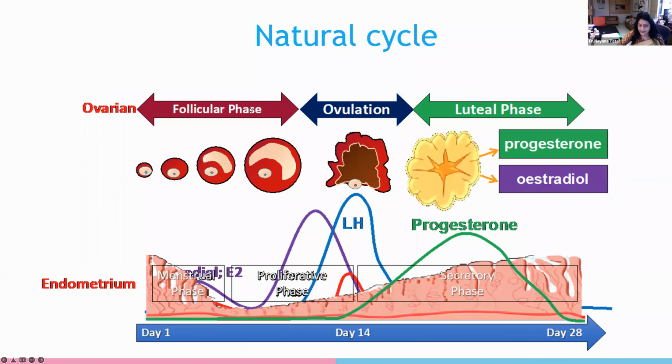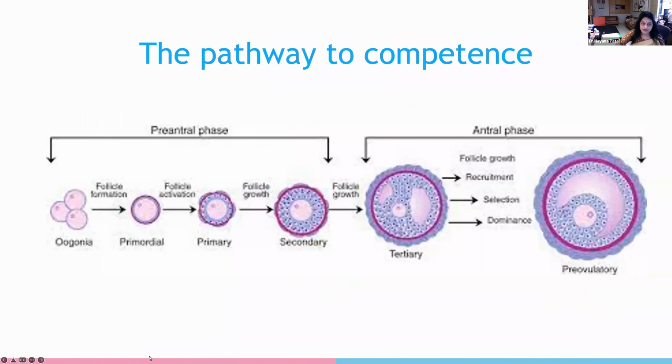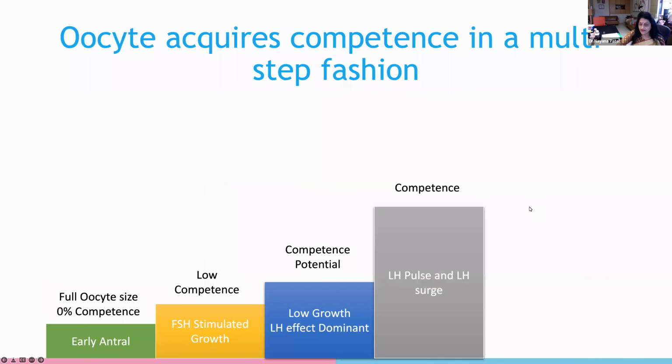Let us look at the natural cycle. There is the follicular phase, then ovulation, and then the luteal phase. Estradiol starts rising under the influence of FSH in the proliferative phase. With negative feedback, FSH goes down. With positive feedback, LH comes up, and progesterone secretion also starts. So the oocytes are basically first oogonia, from which the primordial, primary, secondary, tertiary, and ultimately the pre-ovulatory follicle comes up.